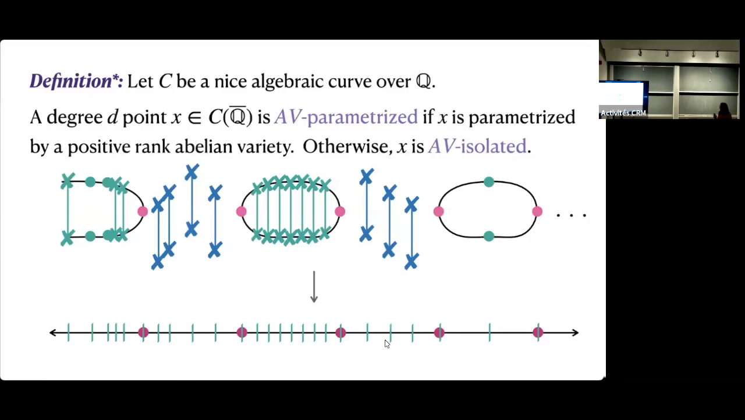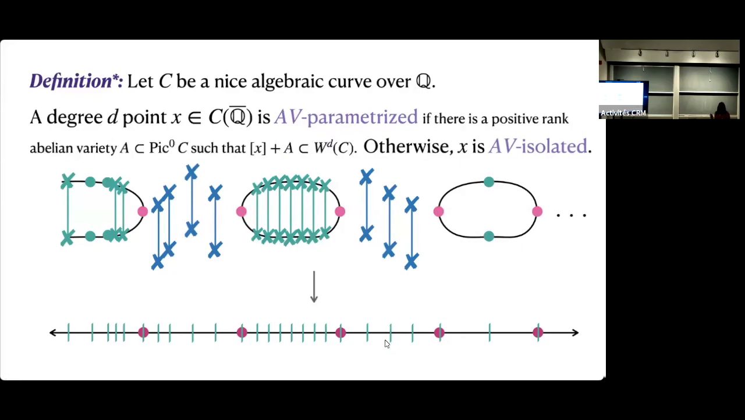Yeah, you need to allow them. So I'm going to flash up the precise definition of what abelian variety parameterized means. If you have never heard these words before, just ignore it and focus on the picture, and just the bottom now can be slightly more general. But there is something more precise that can be said.